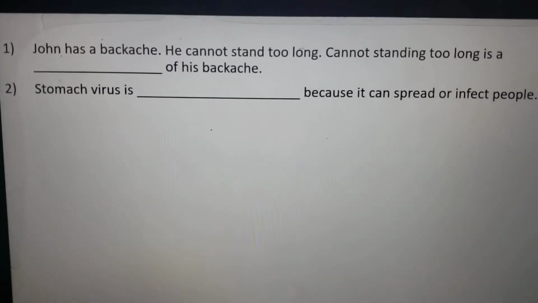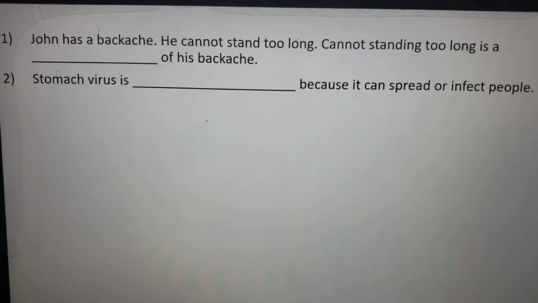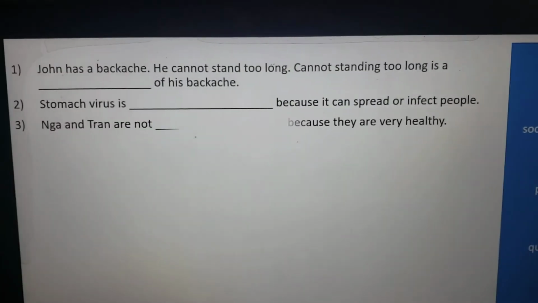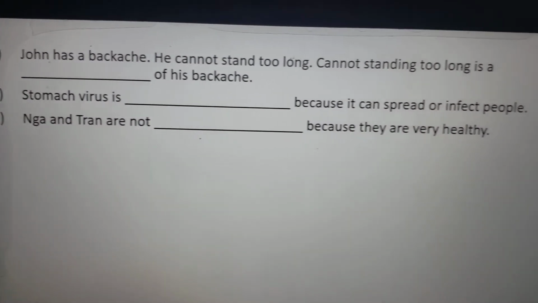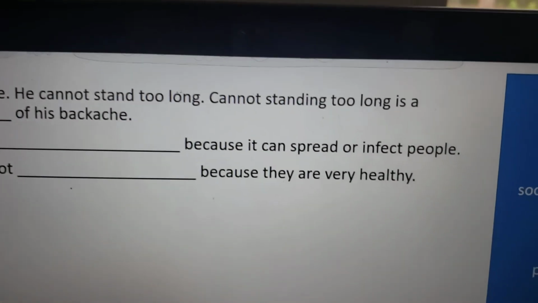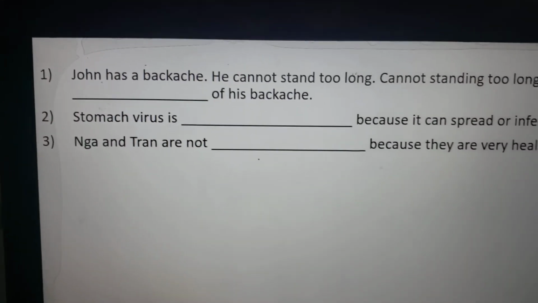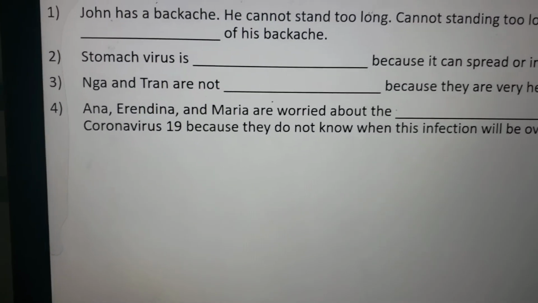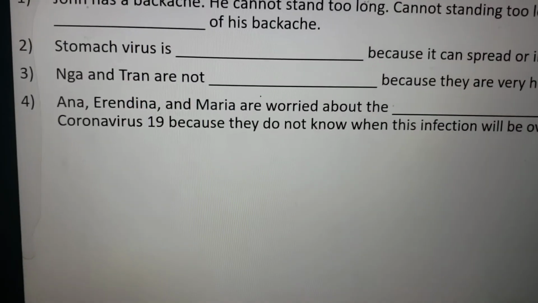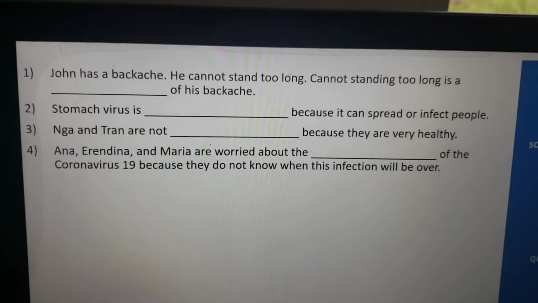Stomach virus is blank because it can spread or infect people. Spread means travel to people by air or by touching. Nan and Chan are not blank because they are very healthy. So when they are healthy, they are not ill. They feel very good. They don't have the virus. Anna, Arendina, and Maria are worried about the blank of the coronavirus 19 because they do not know when this infection will be over.